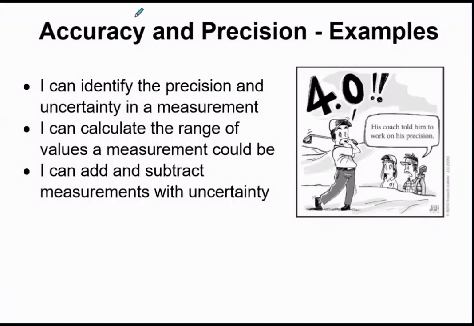Hey, everybody. So here are our notes examples for accuracy and precision. In these, at the end, we should be able to identify the precision and uncertainty in a measurement, to be able to calculate the range of values a measurement could be, and be able to add and subtract measurements that have uncertainty.